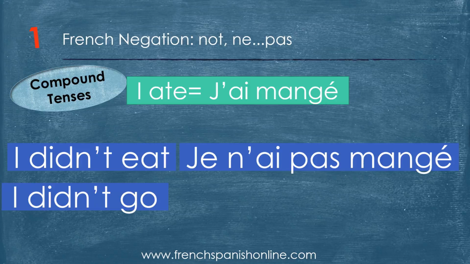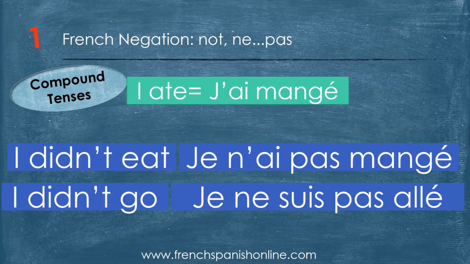I didn't go, so now le passé composé with the verb to be as auxiliary, so the same thing actually, je ne suis pas allé, so ne pas is for the first verb and suis, the verb to be, is just in the middle, je ne suis pas allé.